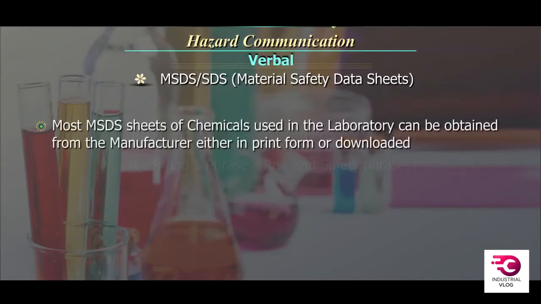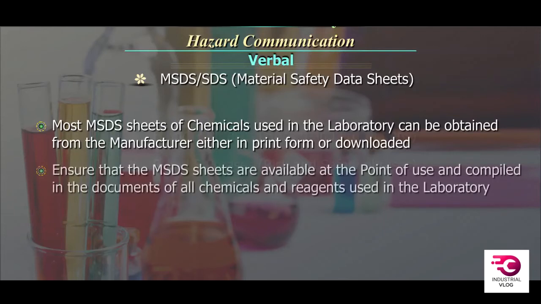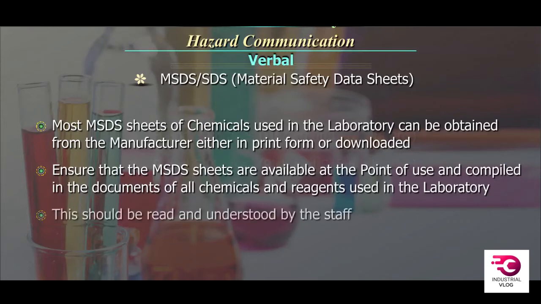Most MSDS sheets of chemicals used in the laboratory can be obtained from the manufacturer either in print form or downloaded. Ensure that the MSDS sheets are available at the point of use and are compiled in the documents of all chemicals and reagents used in the laboratory. They should be read and understood by the staff.